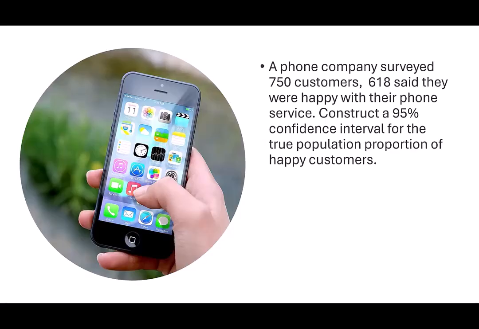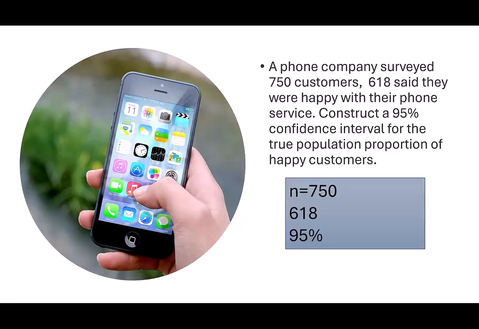Now let's look at some problems about confidence interval for a population proportion. We'll start with a phone company surveyed 750 customers. 618 said they were happy with their phone service. We want to find a 95% confidence interval for the true population proportion of happy customers. The data we need to enter in Minitab is n equals 750. Then we need to know how many times the event occurred, and our event is a customer being happy, that's 618, and we're going to use a confidence level of 95%.